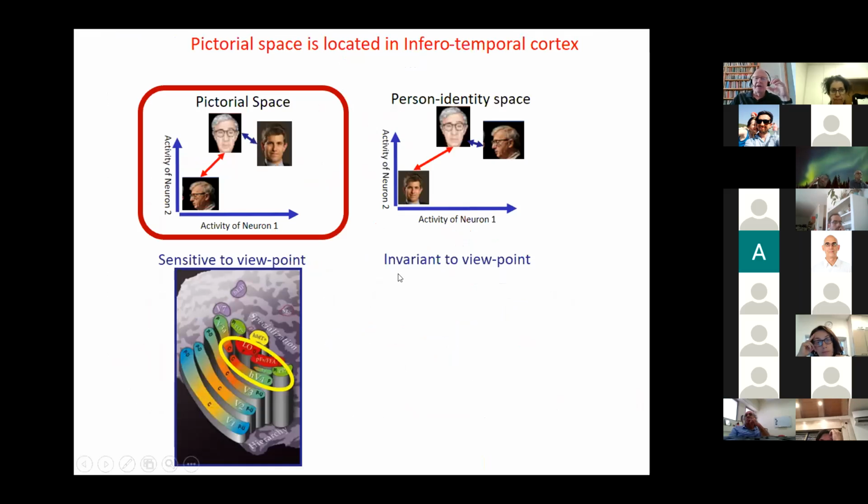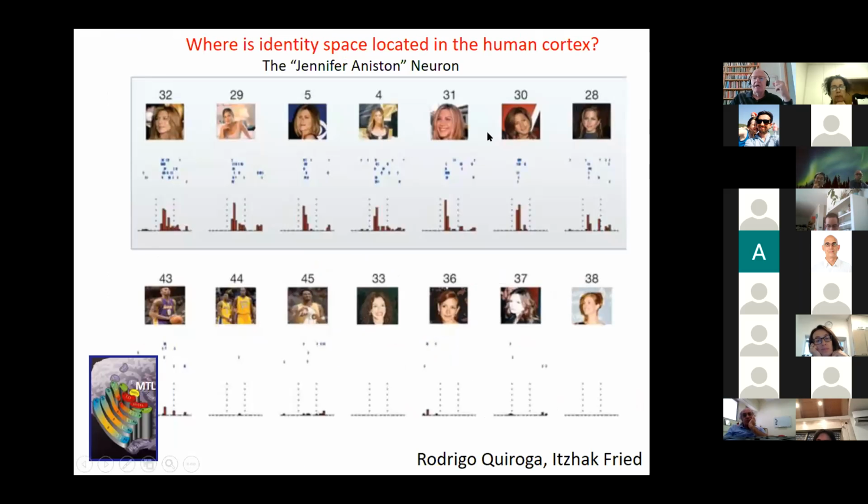And so what I would like to propose is that the pictorial space, the appearance of how we see images, lives in high order visual areas, not in low order visual areas. The person identity space, we think, lives in the medial temporal lobe, entorhinal cortex and hippocampus. This is based not on our work, but on the work of Rodrigo Quian Quiroga and Itzhak Fried.